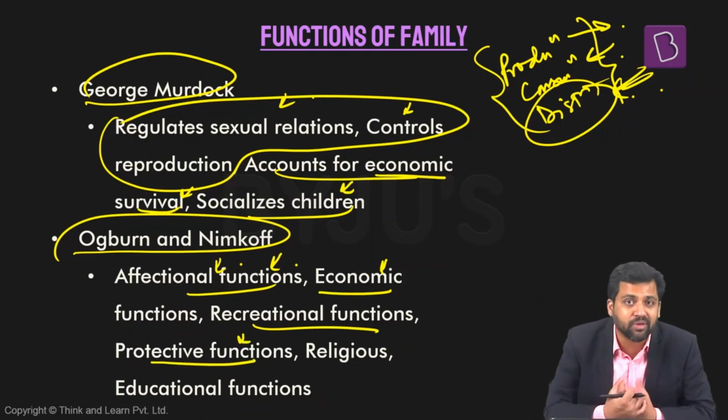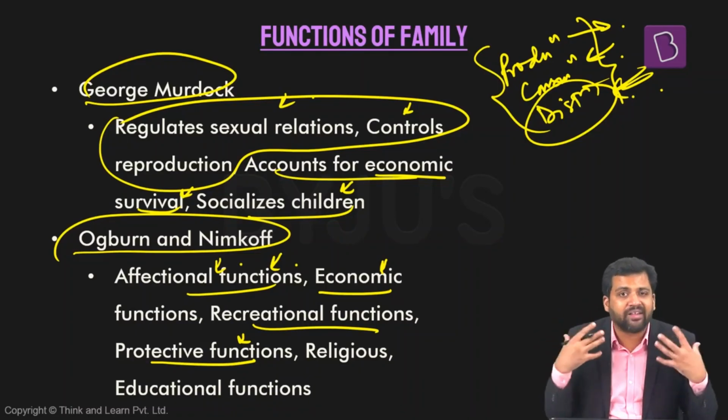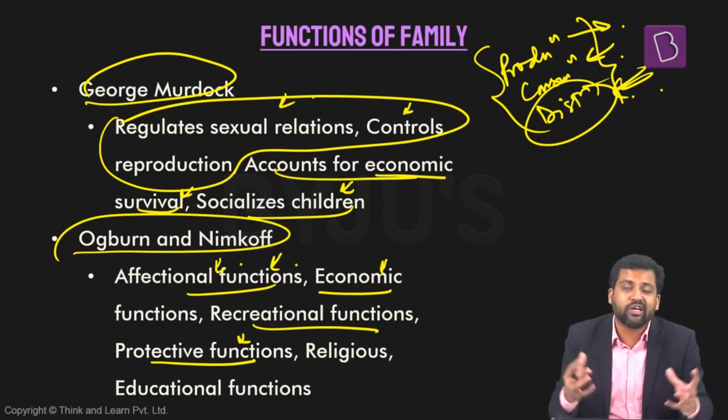Protective functions. Family also protects its members from different kinds of threats. At this point of time, we have other institutions which also protect us, police, judiciary, etc. But in the past, look at traditional societies, nation states would not have developed, judiciary would not have developed. At that time, families would have fended for themselves. They would have protected themselves from different kinds of external threats.